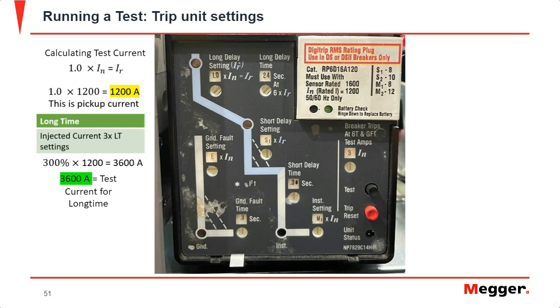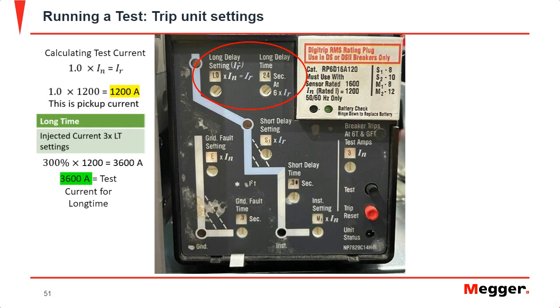Well, you'll see the first test we ran on this breaker was a long time test. So that's what this whole example is. It's a long time test, right? So when running that, we want to take a look at the long time settings on the breaker. For that, we had a long time delay and a long time pickup. Okay, so our long time pickup was 1.0 times IN, which is equal to IR.